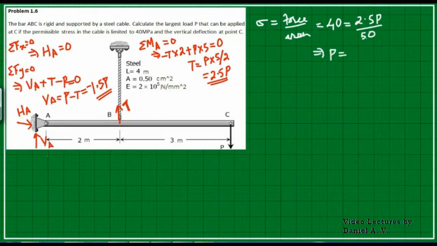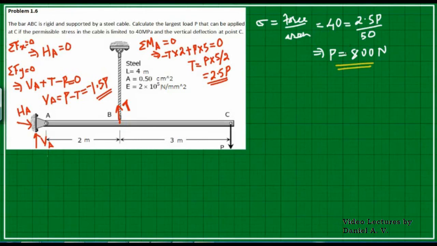So P is going to be 800 Newton. Okay, I got the value of P as 800 Newton. That is the maximum possible force that you can apply at this particular point so that this cable won't be snapping off, this cable won't be breaking, because any stress greater than 40 will make this cable fail. So applying 800 Newton is going to create the stress 40 megapascal in the cable. So we got the value of P.